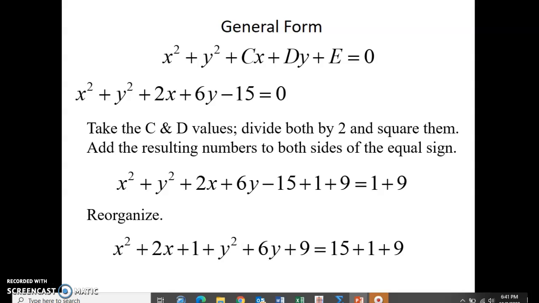You notice we have x squared, then the 2x, then the 1 that we got from the 2. Then we have y squared, and then the 6y, and then the 9 we got from the 6. Okay?